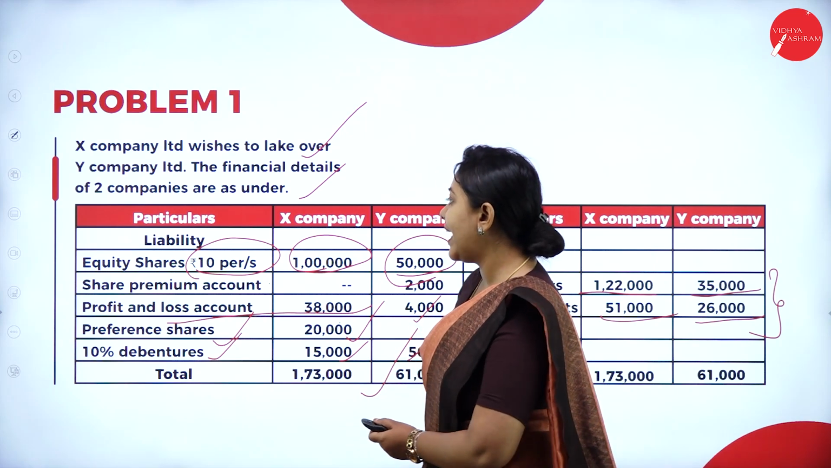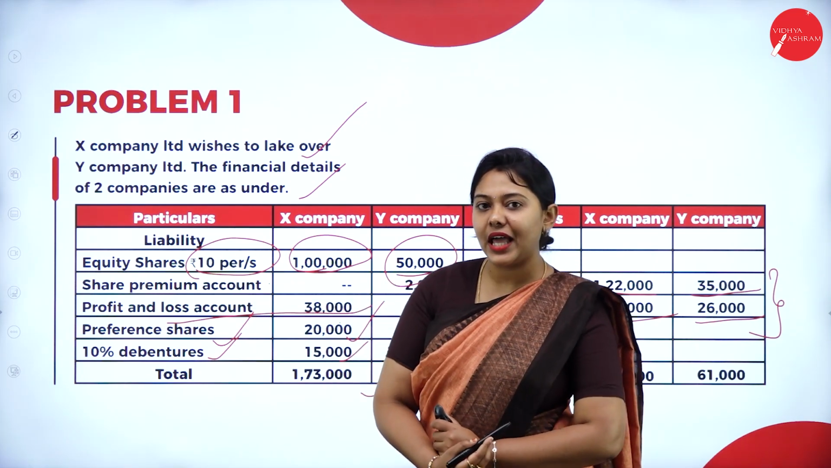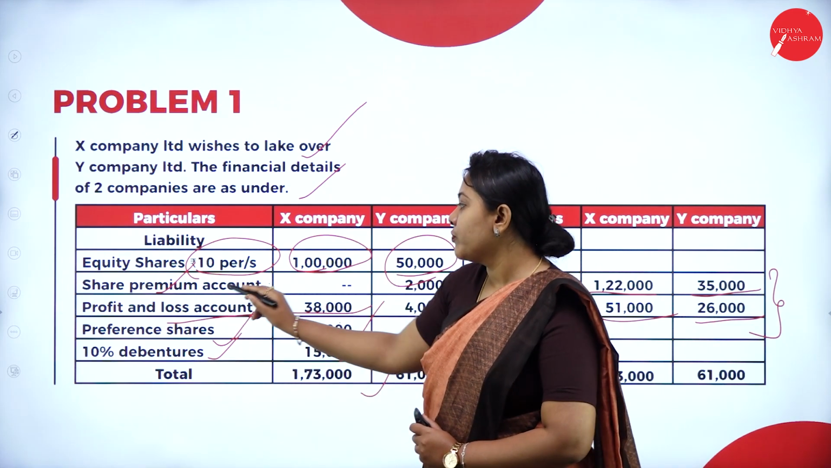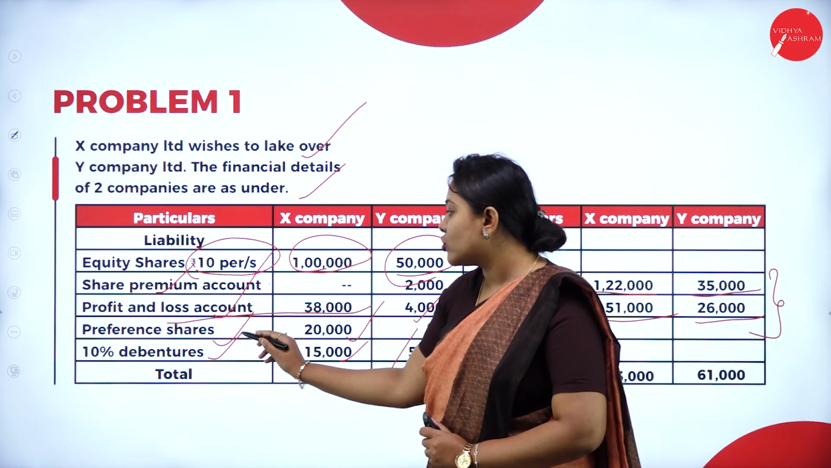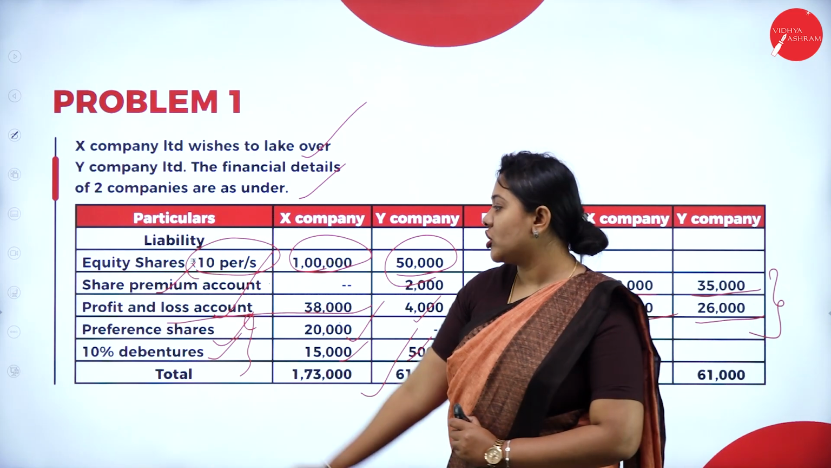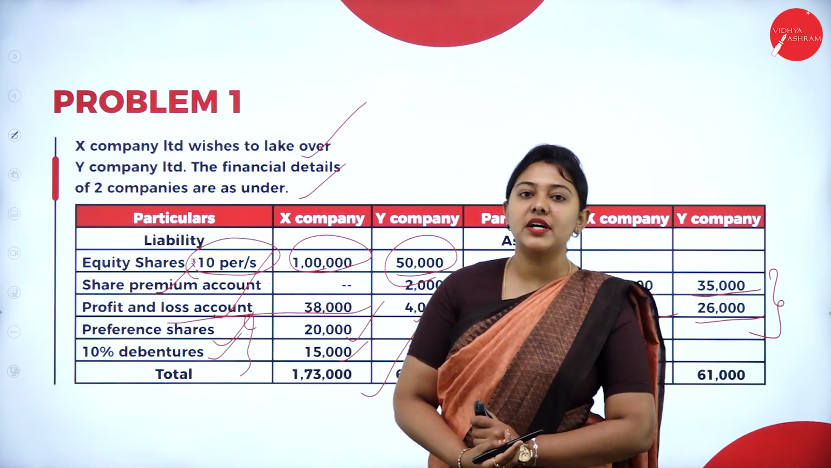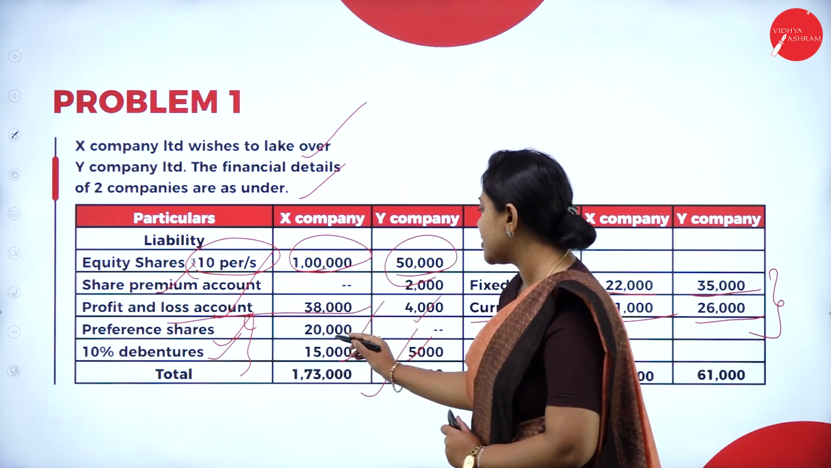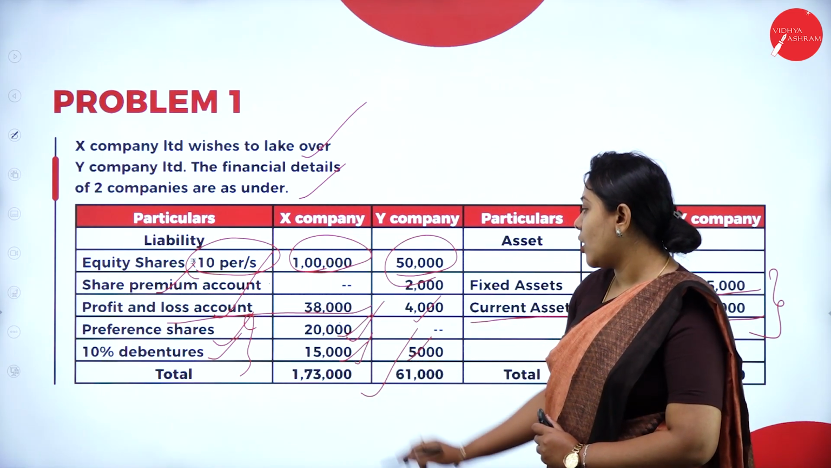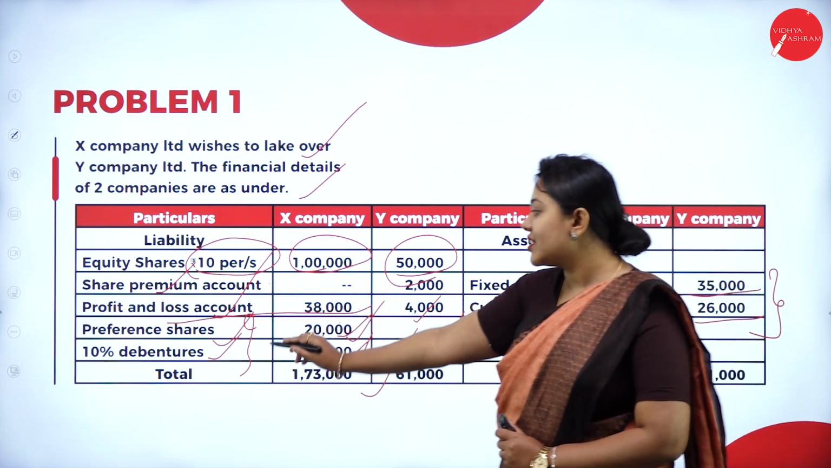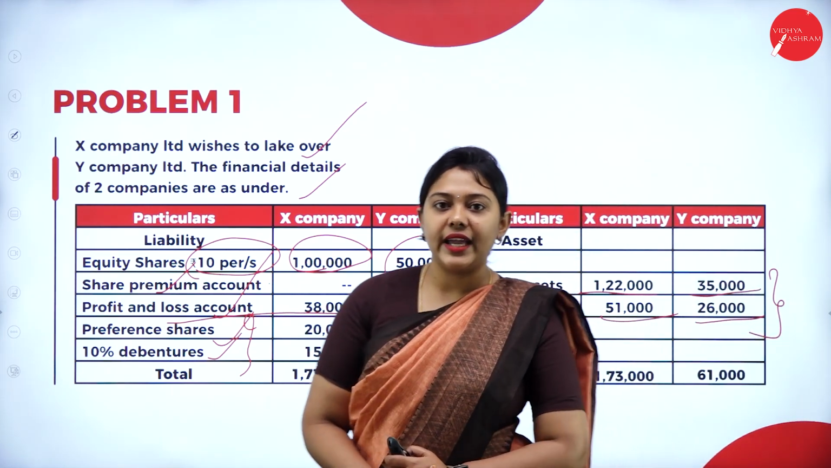What will be the total liabilities? Will equity share be a liability? No. Share premium account? No. Profit and loss account? No. Preference shares and your 10% debenture, those will be the liabilities. The total of this is 20,000 and 15,000 for X company, and for Y company it is 5,000. So this will be the total liabilities.